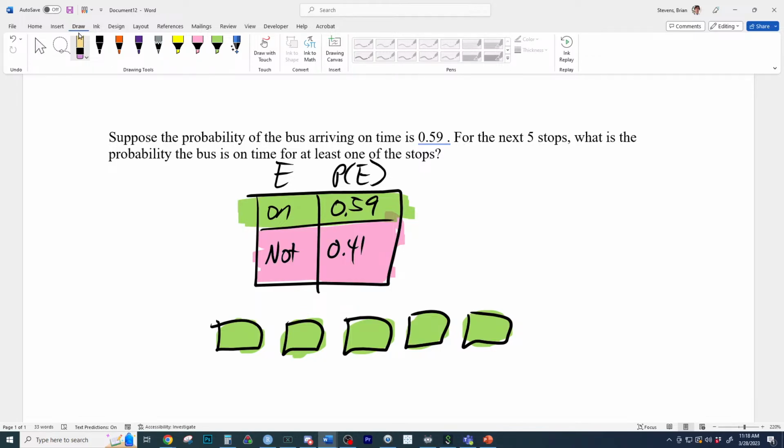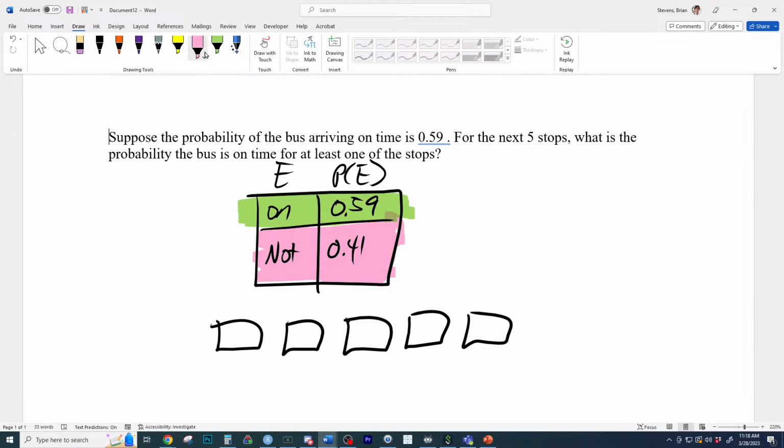For this scenario, was it on time for at least one of the stops? What do you think? Well, how would this be described right here? Yep, Jesse's right. It was on time for all the stops.